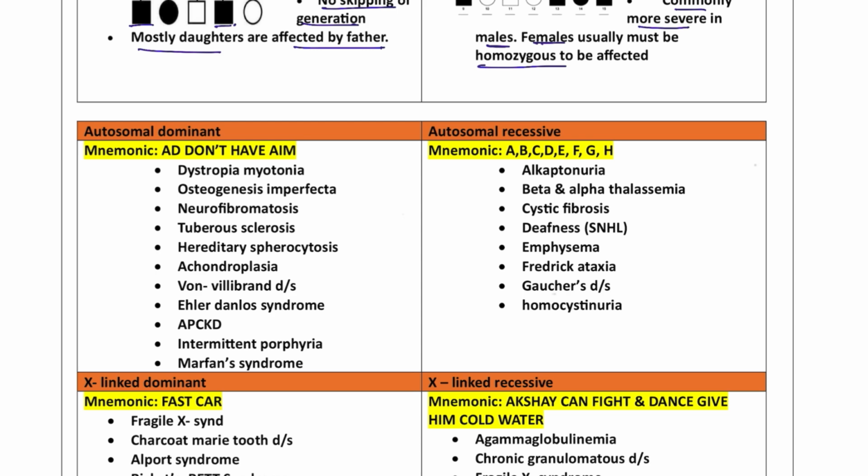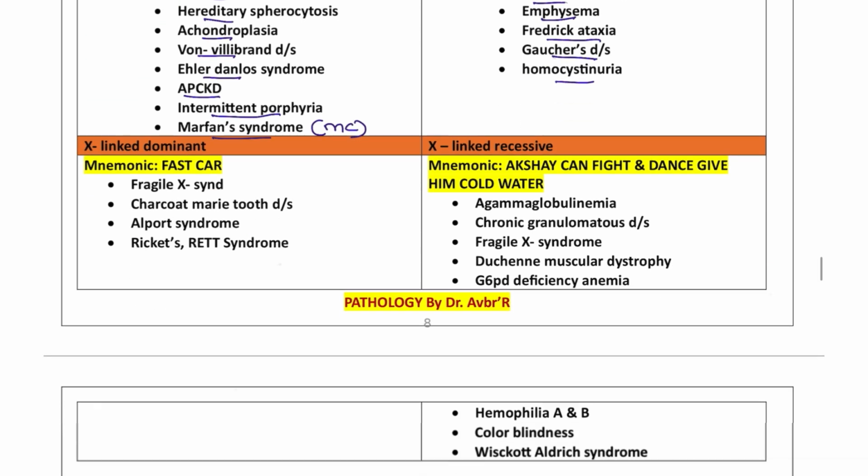Autosomal dominant examples are dystrophia myotonica, osteogenesis imperfecta, neurofibromatosis, tuberous sclerosis, hereditary spherocytosis, achondroplasia, von Willebrand disease, Ehlers-Danlos syndrome, adult PCKD, acute intermittent porphyria, and Marfan syndrome. The most common is Marfan syndrome. Autosomal recessive, this is mostly the enzyme defects such as alkaptonuria, beta and alpha thalassemia, cystic fibrosis, deafness, emphysema, Friedreich's ataxia, Gaucher's disease, and homocystinuria.